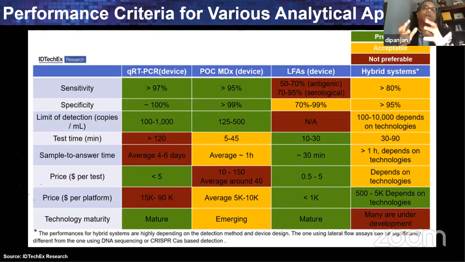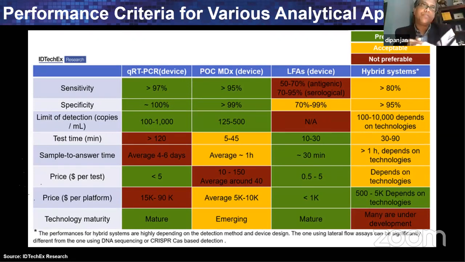Think about a situation where it happens in the developing countries. Not all the labs have the capability to have RT-PCR. This is an expensive equipment. It requires skilled personnel to run these tests.